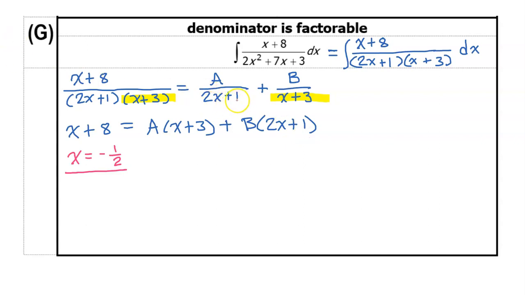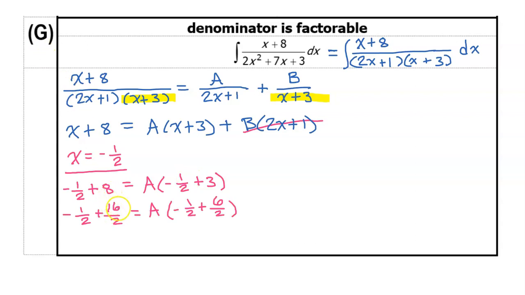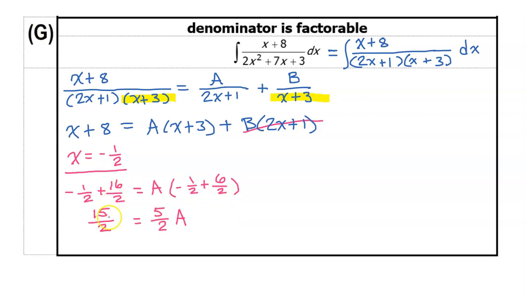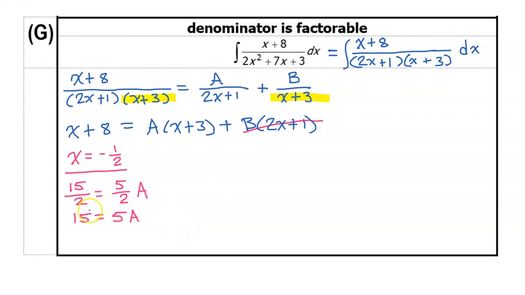If we set 2x plus 1 equal to 0, we get negative 1/2. So if we let x equal negative 1/2, 2x plus 1 will go to 0, and this term goes away. Substituting negative 1/2 in for x here and here gives us this. 8 is the same as 16 over 2, and 3 is the same as 6 over 2. So we get 15 over 2 is equal to 5 over 2a. Multiplying both sides by 2 gives us 15 equals 5a. Dividing both sides by 5, and we get a is equal to 3.